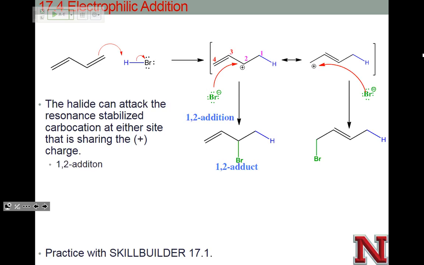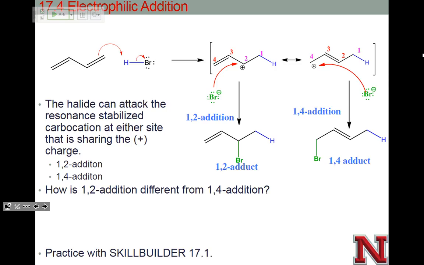We call this the 1,2 adduct because the hydrogen adds in position 1 and the bromine adds in position 2. And typically this is called the 1,4 adduct because the hydrogen's on position 1, but the bromine's on position 4, if we just number those carbons. So those two different adducts are just a common way that we call those, 1,4 and 1,2. And it's descriptive of which carbons the addition occurs in.